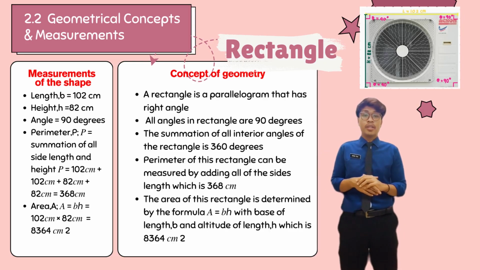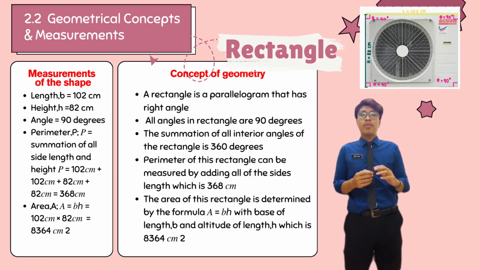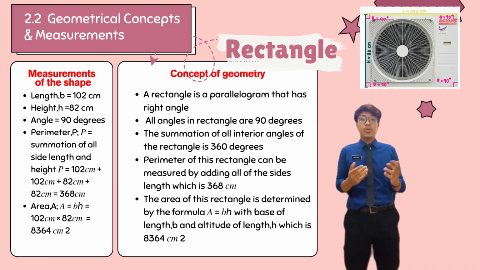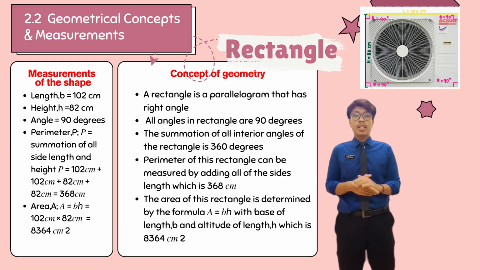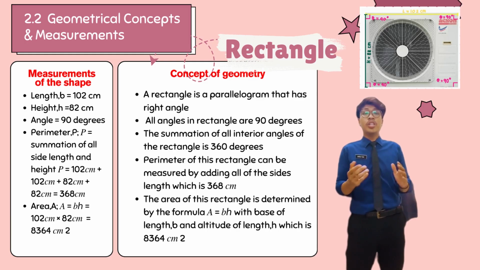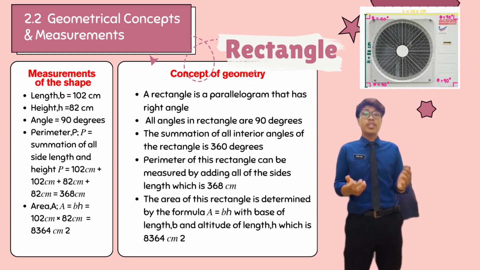and the area, which is base times height, which is 8,364 cm square. For the concept of geometry of this rectangle, a rectangle is a parallelogram that has right angles. All angles in the rectangle are 90 degrees. The summation of all interior angles in the rectangle is 360 degrees.